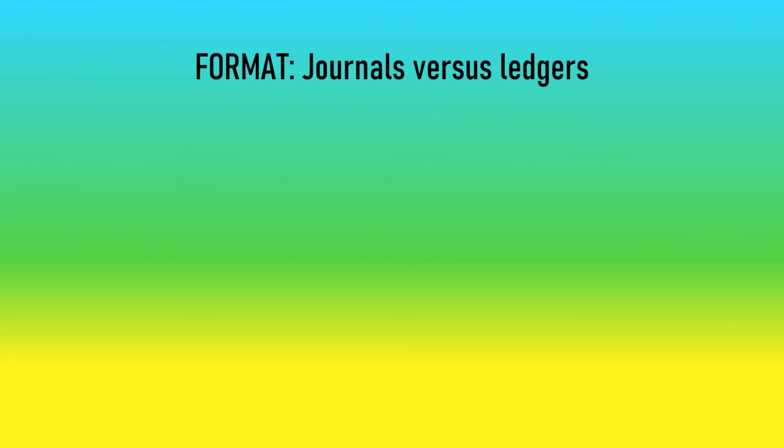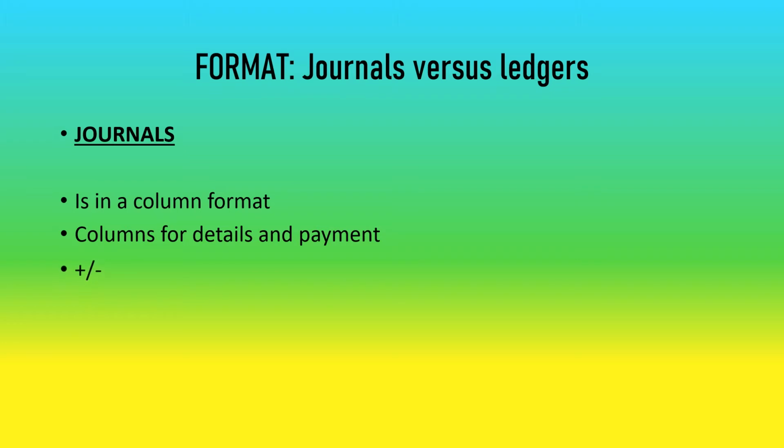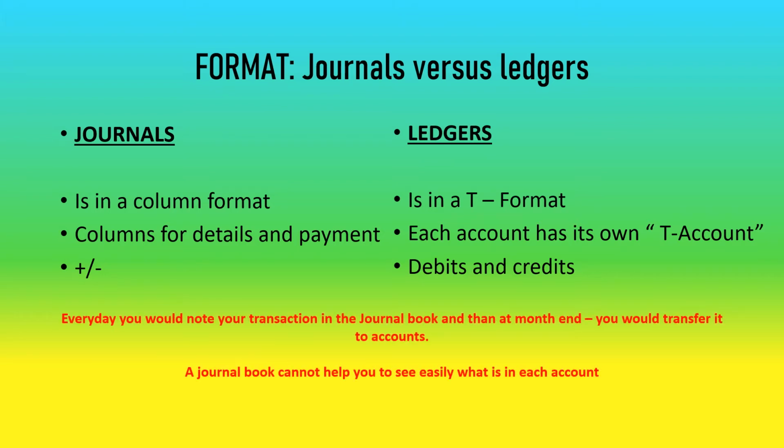Let us talk about the format of the journal and the ledgers. Journals are always in a column format. There's columns for details and for payments. And when you do a journal question, you always think about plus and minus. In a ledger question, it's always in a T account. Each account has its own T account. And when you're doing the question, you will always think about it in terms of debits and credits.